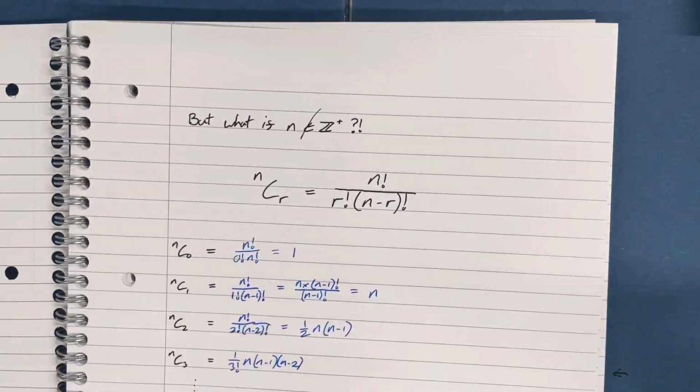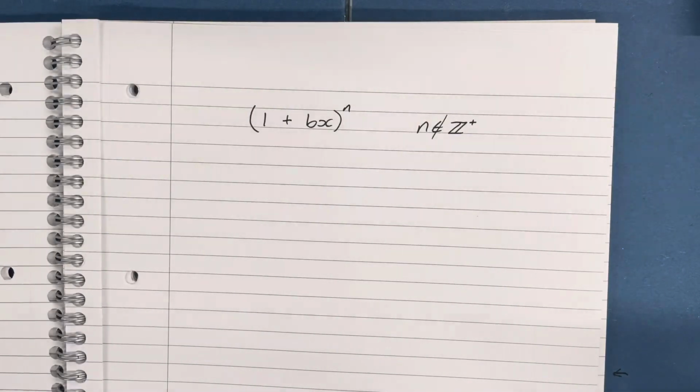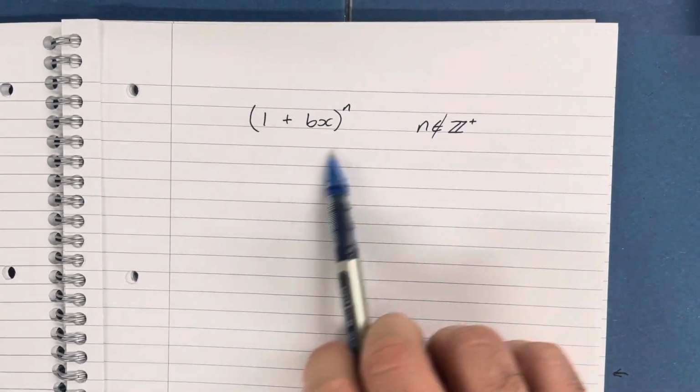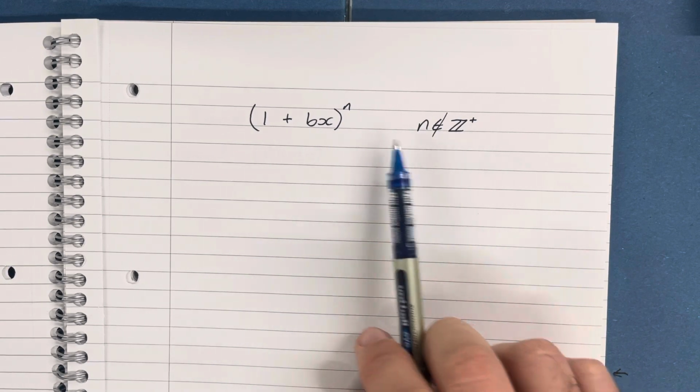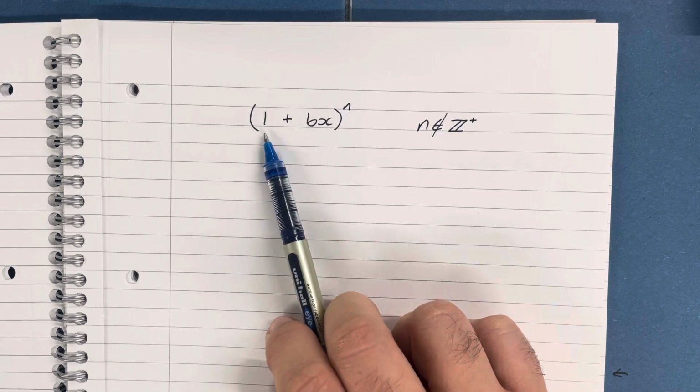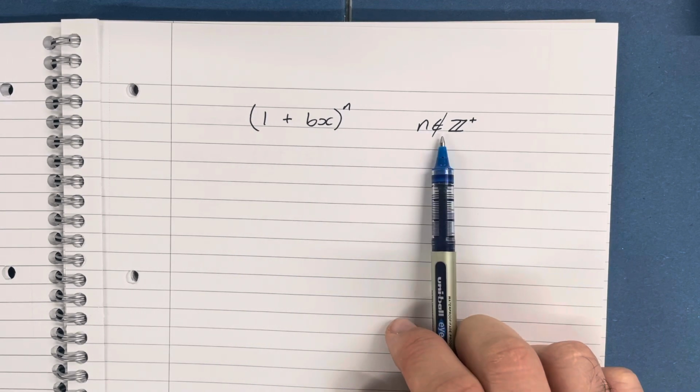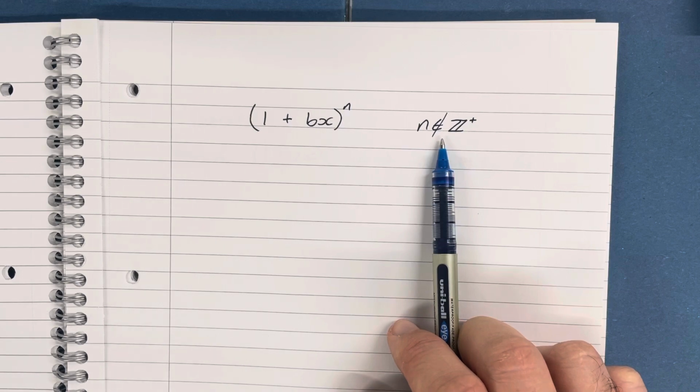Okay, so how does that work? Well, let's first consider cases where we have 1 plus bx to the n, and in fact in this video we will only consider 1 plus something x to the power n. In the next video we'll look at what happens if this is not a 1, and we're making the explicit point that n is not an integer.